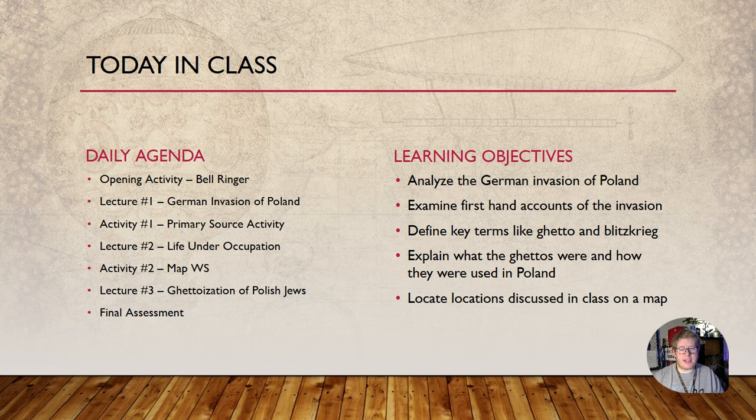Our primary learning objectives today are to analyze the German invasion of Poland, examine firsthand accounts of the invasion, define key terms like ghetto and blitzkrieg, as well as explain what the ghettos were and how they were used in Poland, as well as being able to locate locations discussed in class on a map.